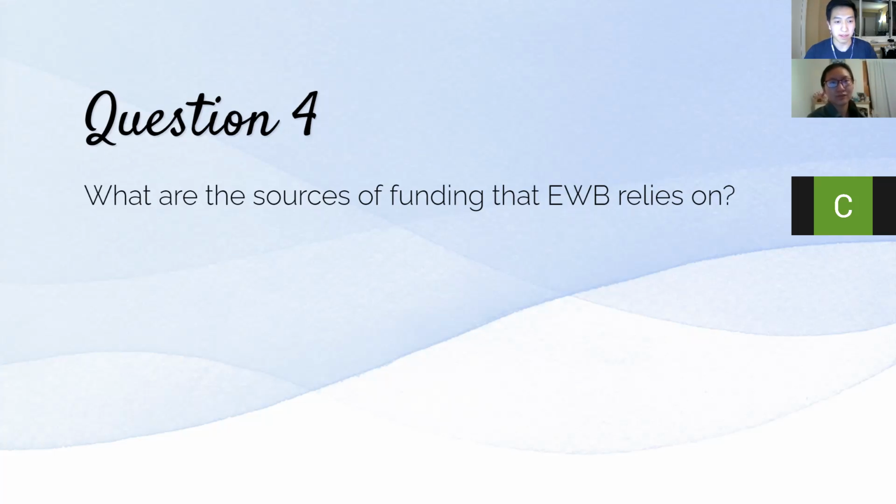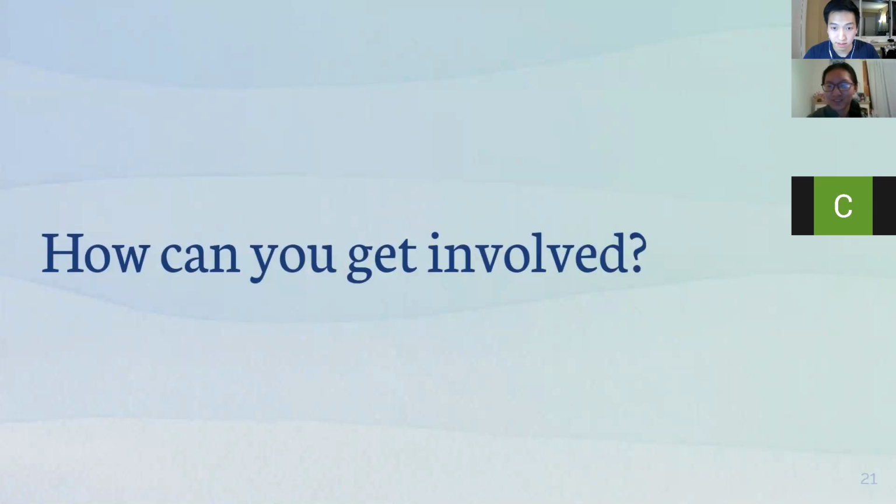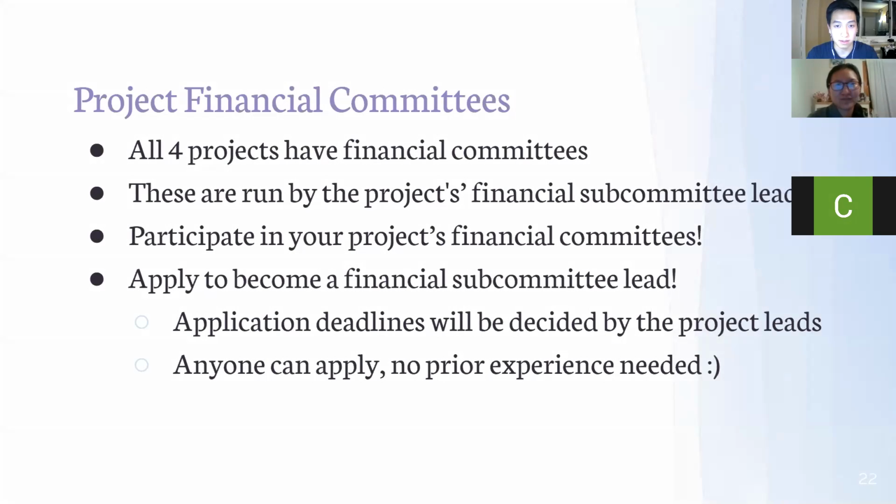Awesome. Okay, let's continue. So at this point, you're probably wondering how can I get involved with financial development at EWB? Well, there are 3 ways you can get involved in EWB's financial side. The first way is what most people do when they join the projects. They join a project financial subcommittee.